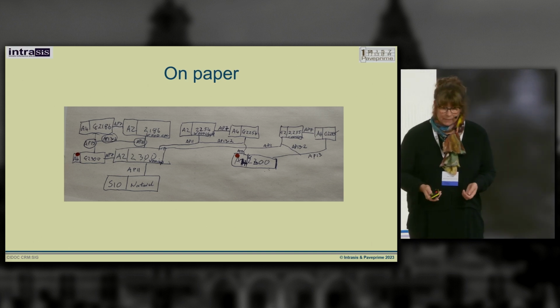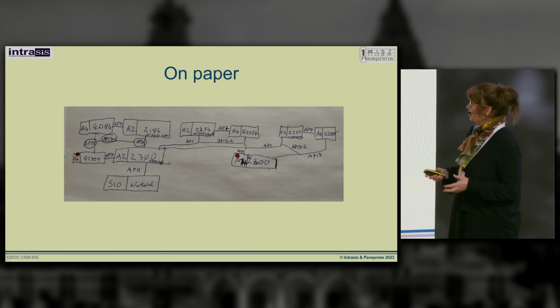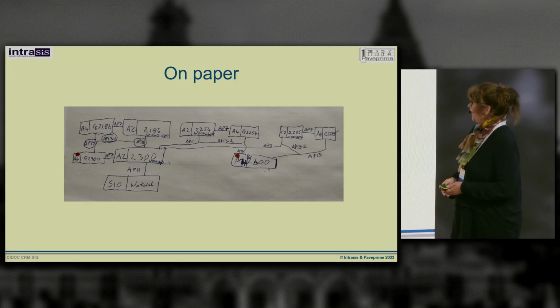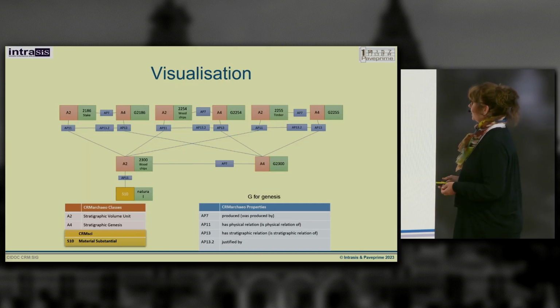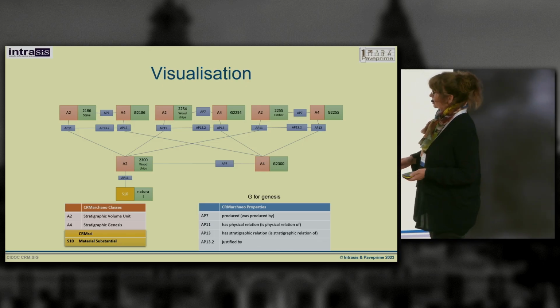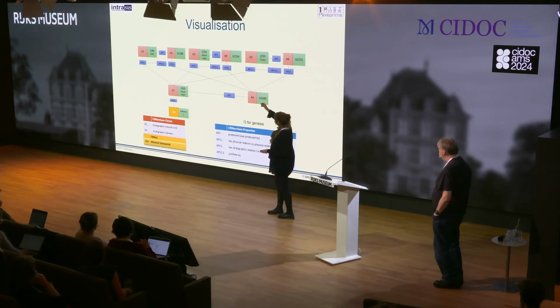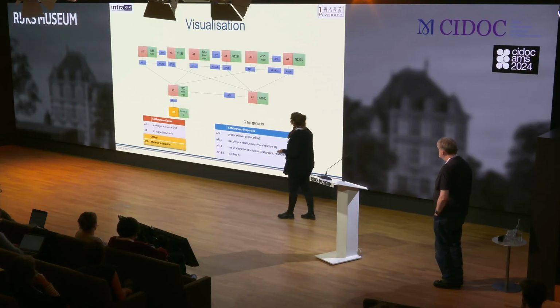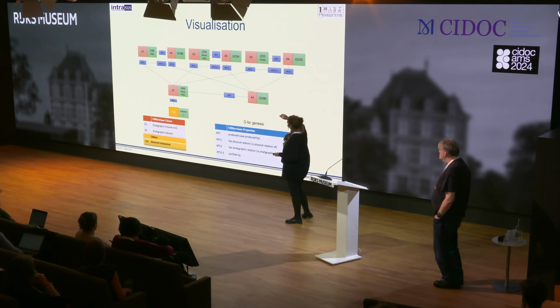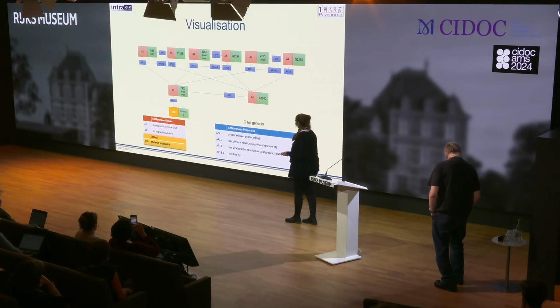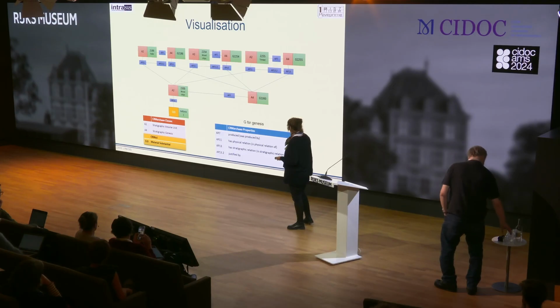So we did a lot of mapping, trying to get all this in a structured way. And this is the drawing of that. So you have the volume units, you have the property that combines it with the genesis, you have the other properties that show how they are connected to each other. You have a text down here that shows you what the properties are.